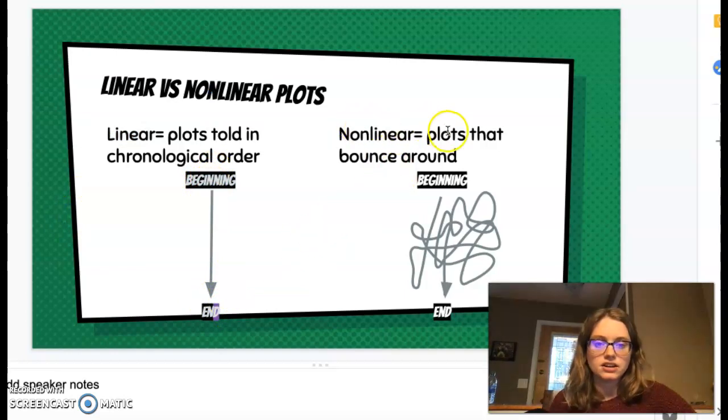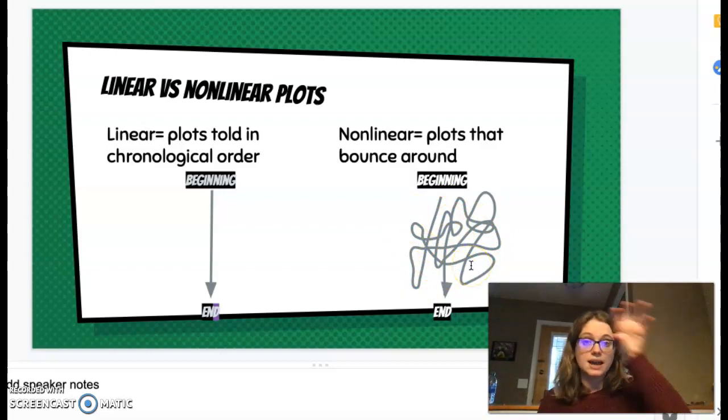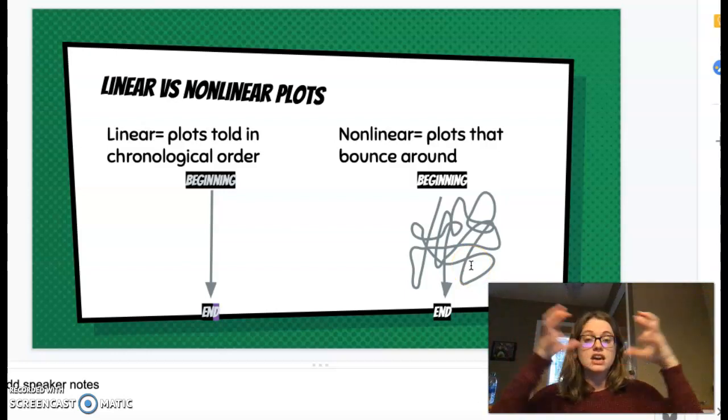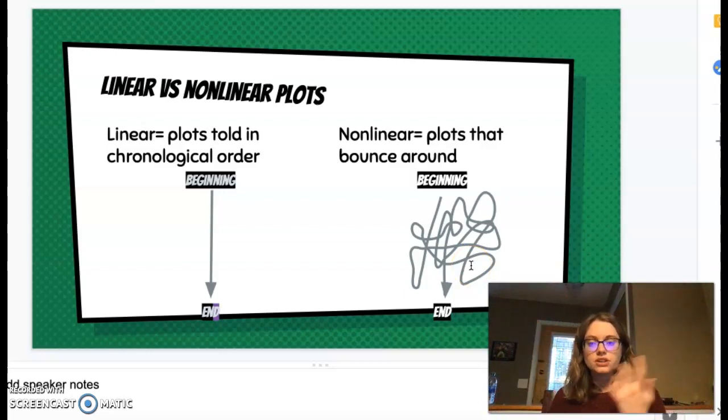Meanwhile, nonlinear is a plot that bounces around. So we go from the beginning kind of to the end, and then we kind of go back to the middle, and then we go around and up kind of towards the beginning again, and blah, blah, blah. So it's told in a bunch of different snapshots of the story, and then it's up to the reader to put those snapshots together. So that is a linear and nonlinear plot.